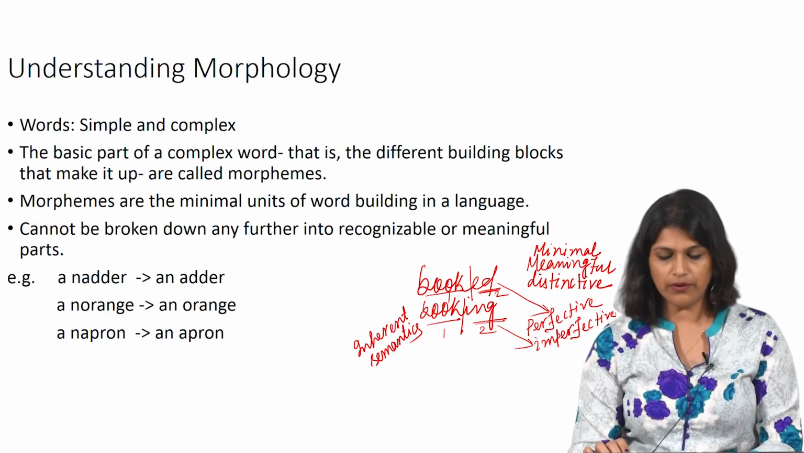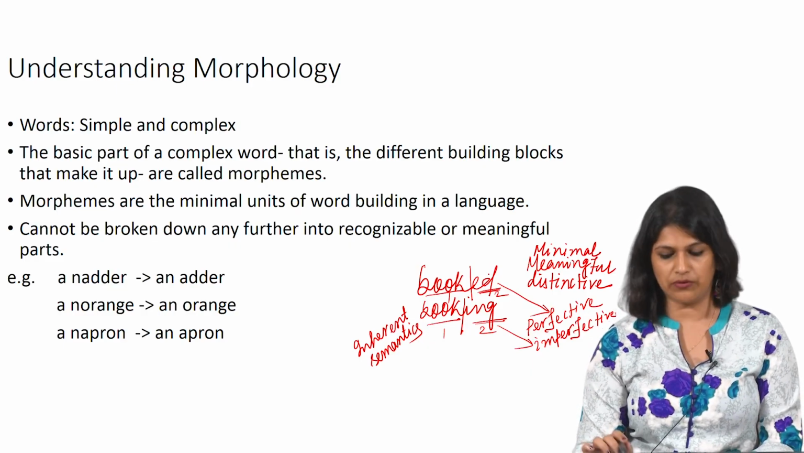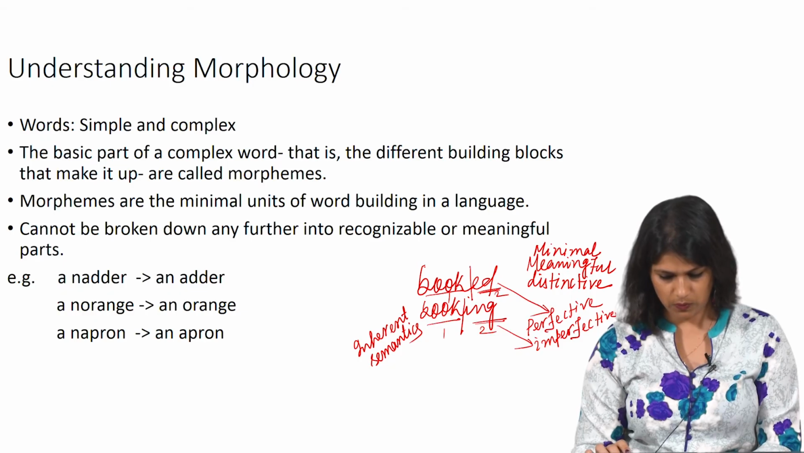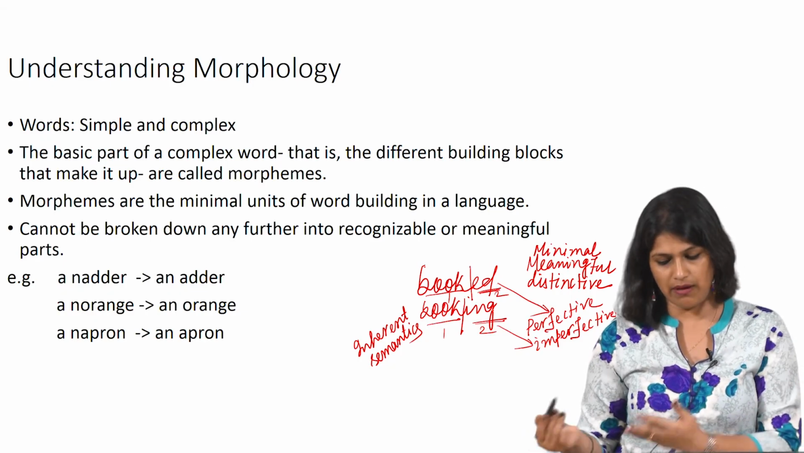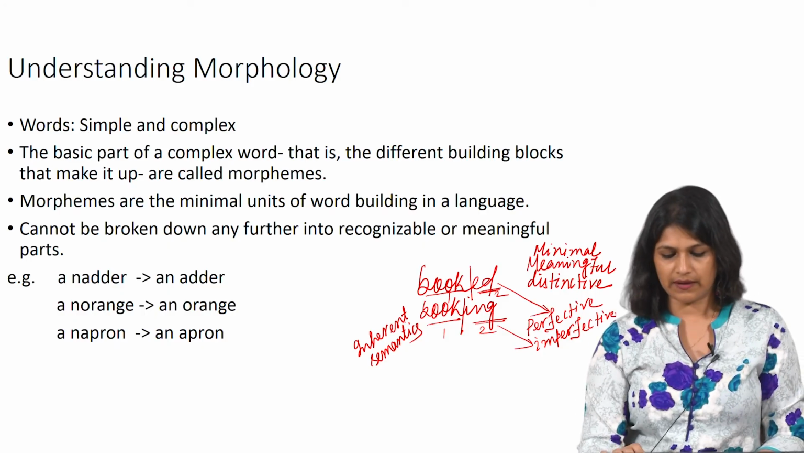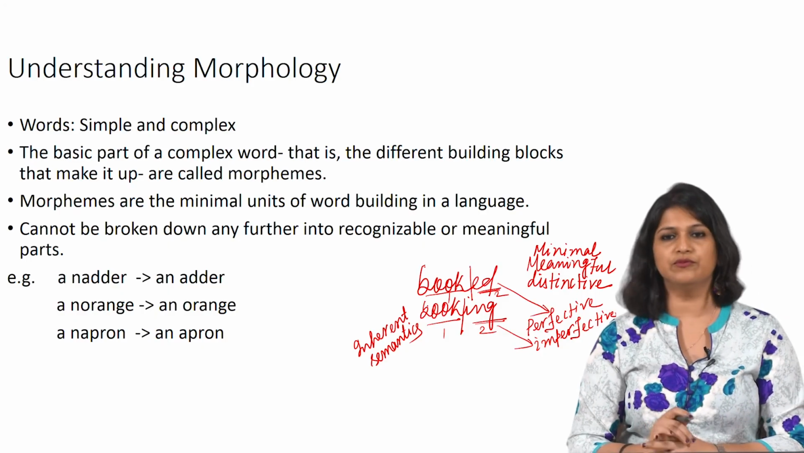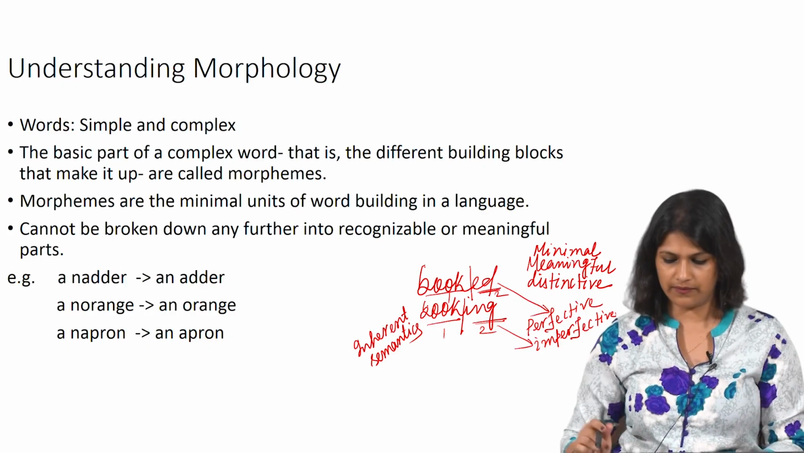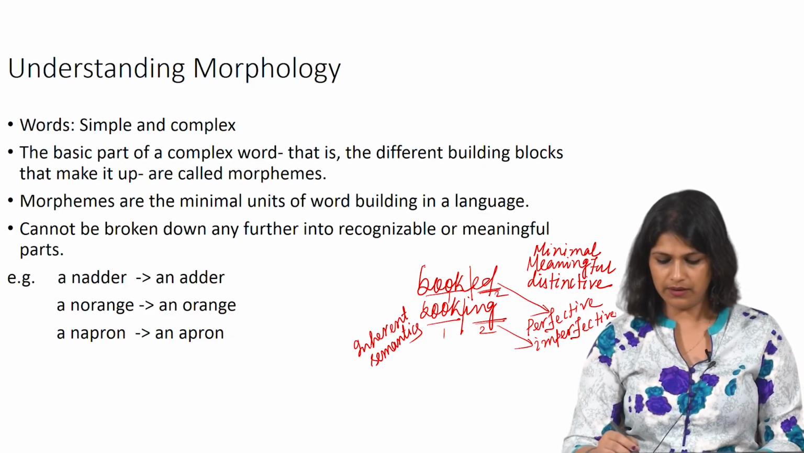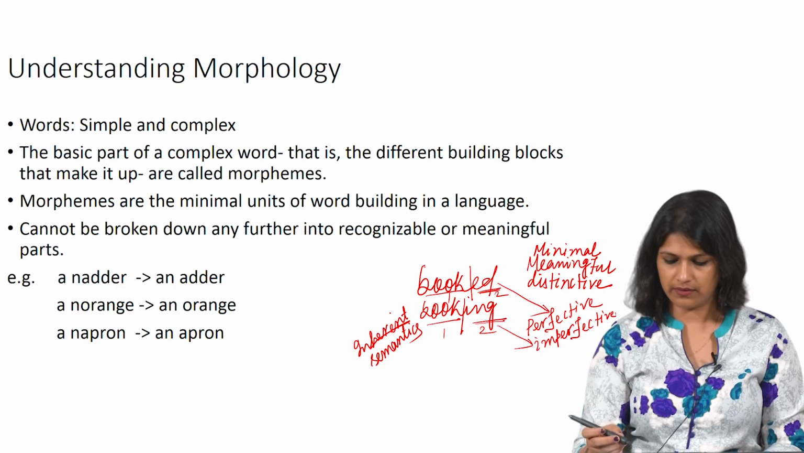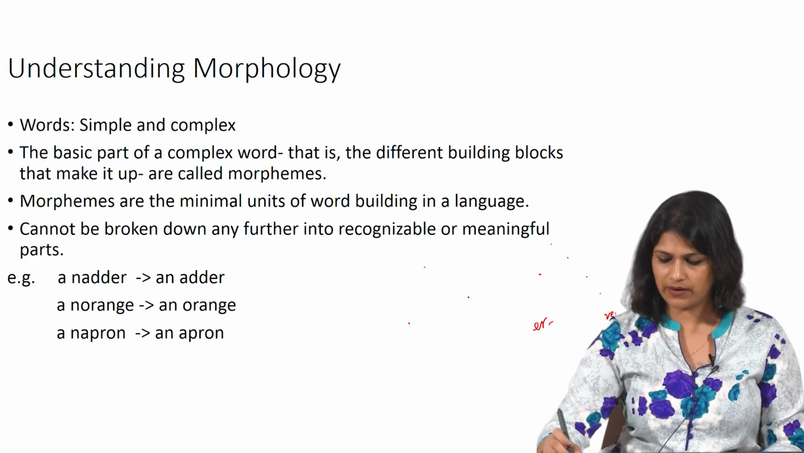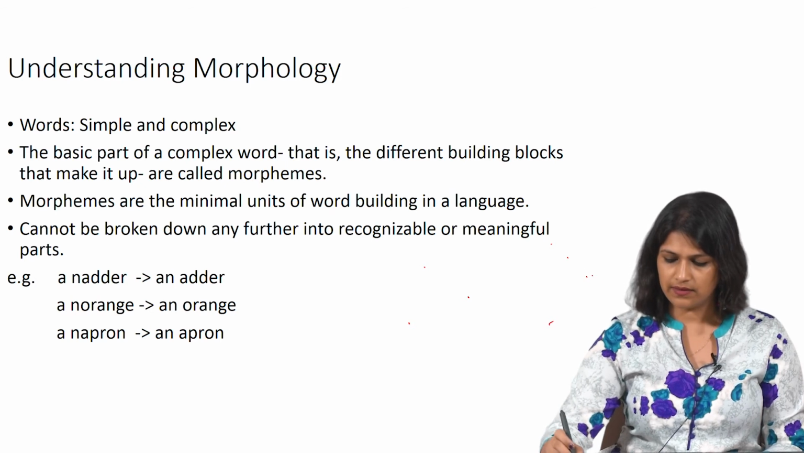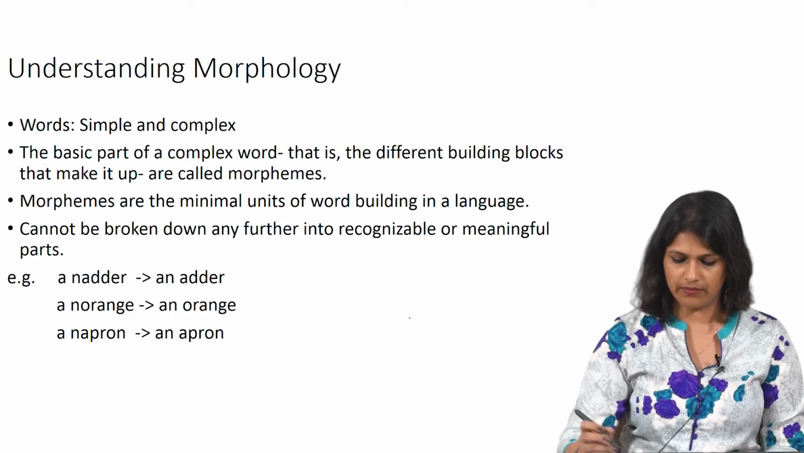So, here book is a free morpheme, -ed is a bound morpheme, and in a word like booking, book is a free morpheme and -ing is the bound morpheme, right. So, with this, let us move to the other information available. Sorry, let me clean it. Now let us see how we are going to understand the phonetic aspect of morphology, right.